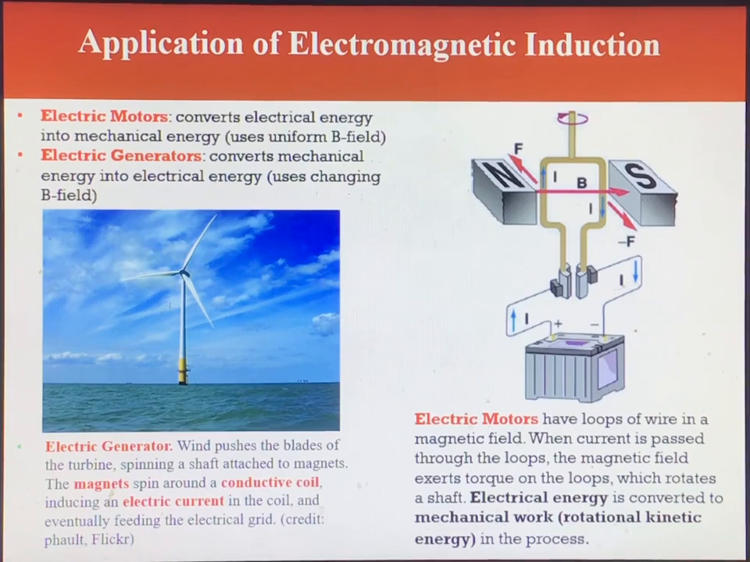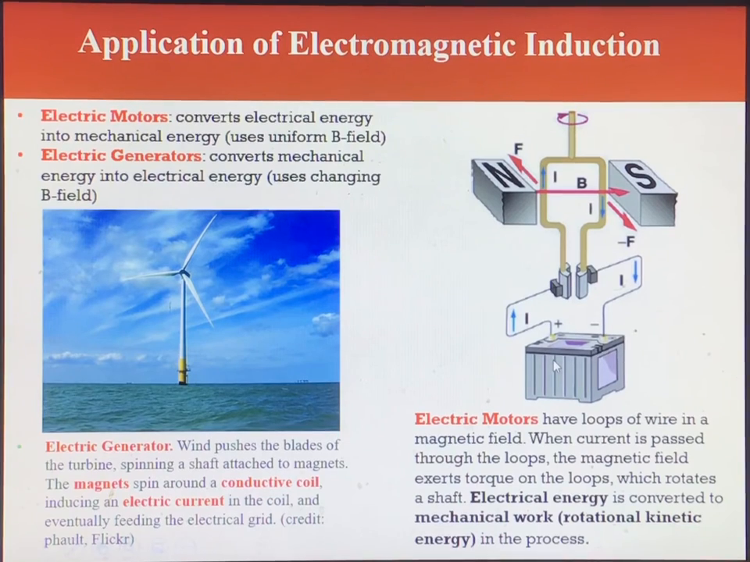All right. So now, just very briefly here, we'll talk about one application of electromagnetic induction. Electromagnetic induction plays a key role in electric motors and electric generators. An electric motor is a device that converts electrical energy into mechanical energy, and this uses a magnetic field. The picture you see here on the right explains the principle of operation of an electric motor.